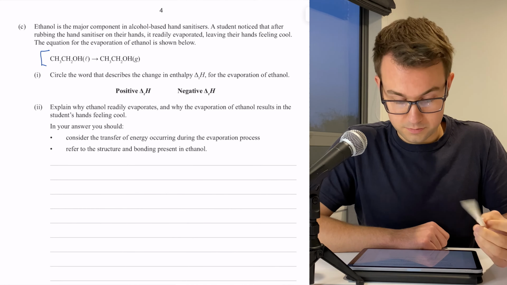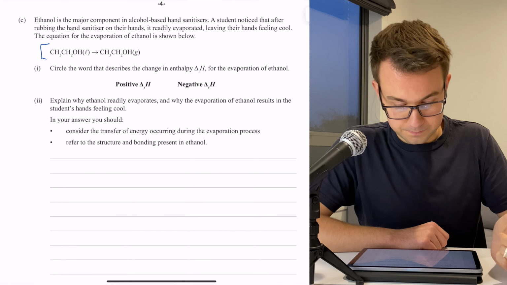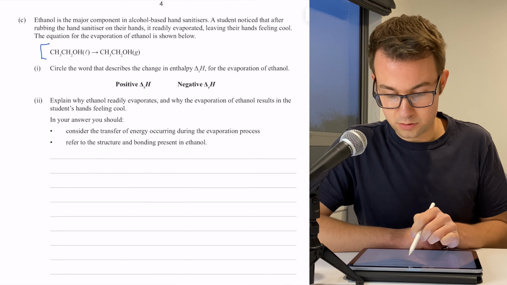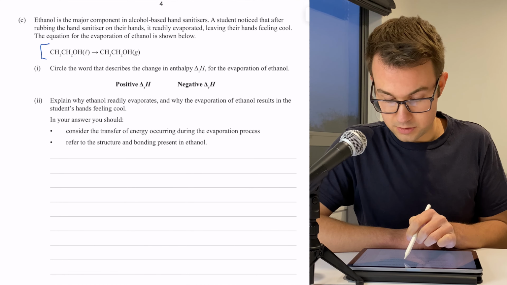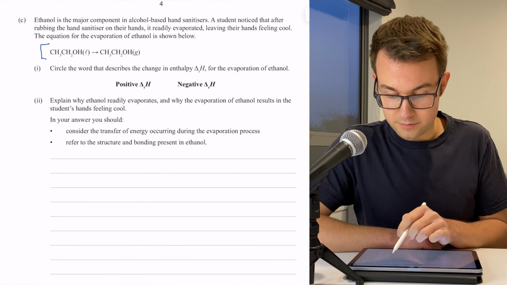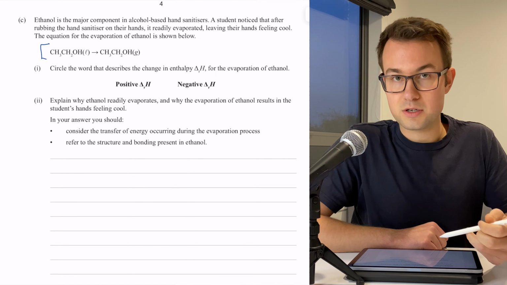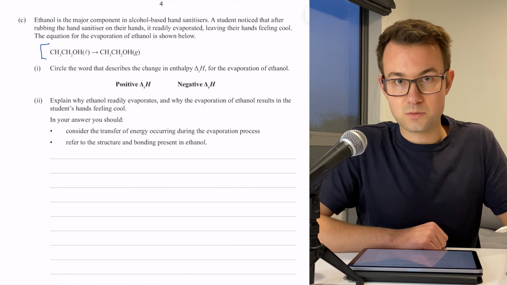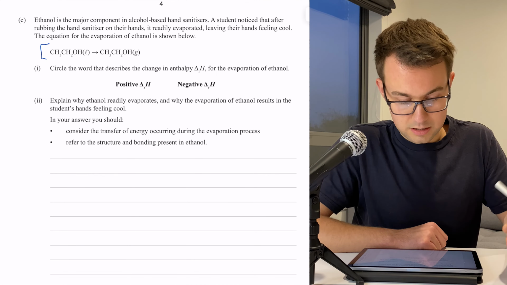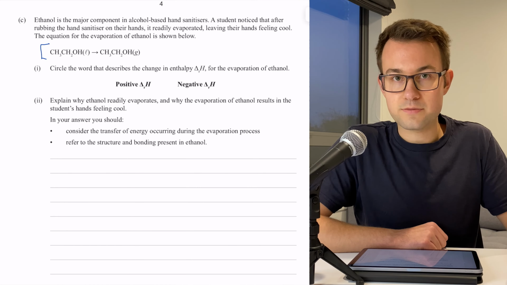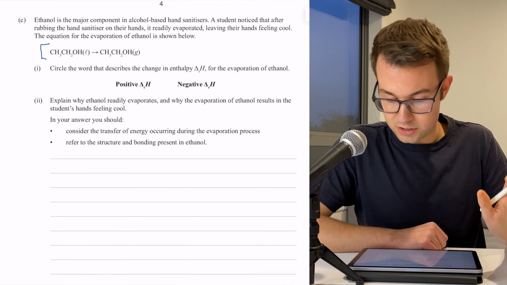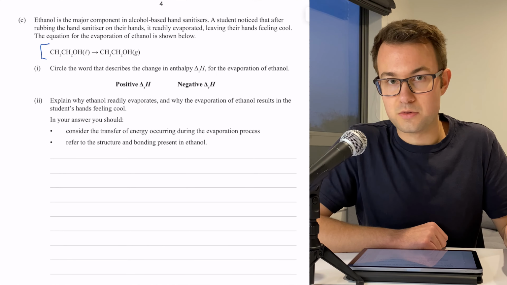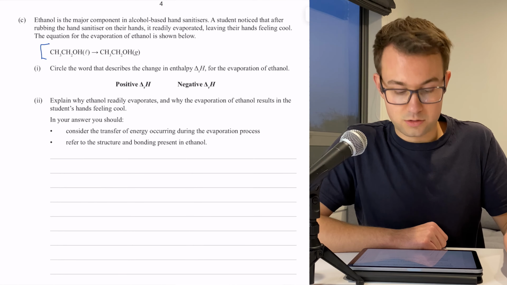Yes, in evaporation. Okay. So, circle the word that describes the change in enthalpy, delta H, for the evaporation of ethanol. So, is it a positive or a negative delta H? This again is asking, is it endothermic or exothermic? Now, let's have a little look at the clues in the question. What do we have here? It's an evaporation, so maybe you just know that evaporations are endothermic.